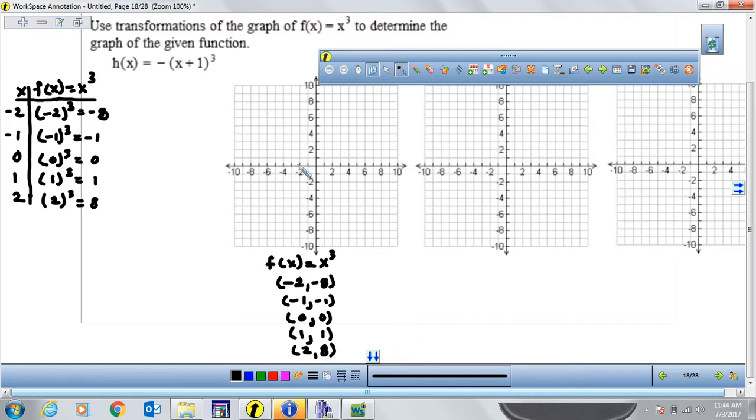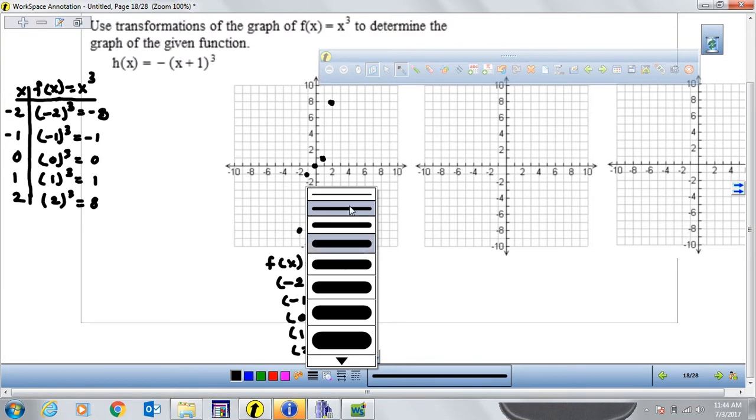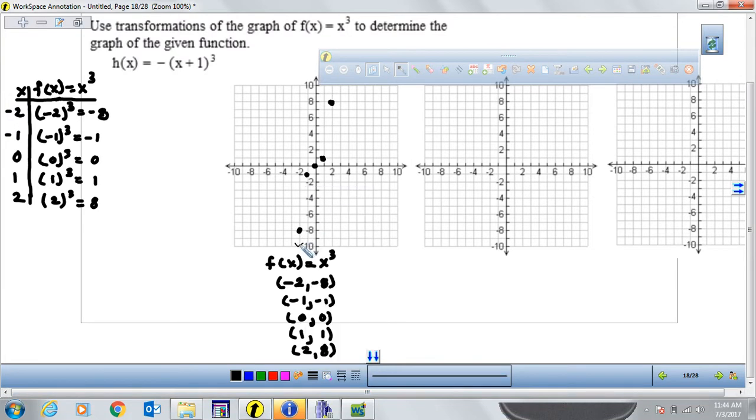So let's graph that. Negative 2, negative 8 is right here. Negative 1, negative 1, 0, 0, 1, 1, and 2 comma 8. So x cubed has the shape of an S shape, or we call it the snake shape. So that gives us a graph of f of x. Now we're going to apply the transformations in the order in which they must be done.